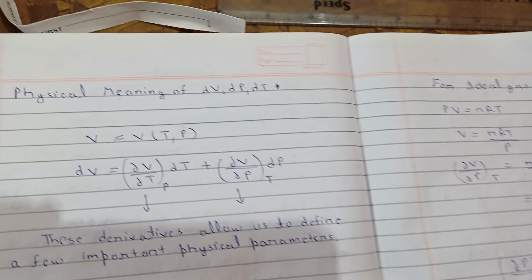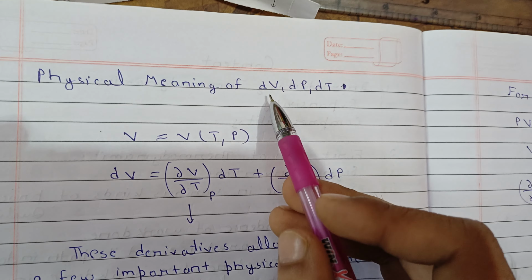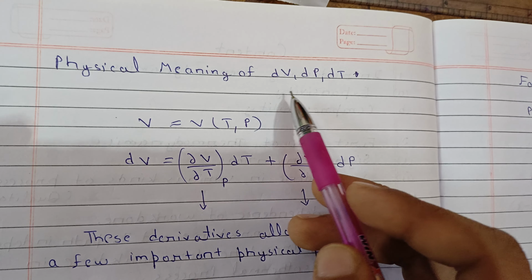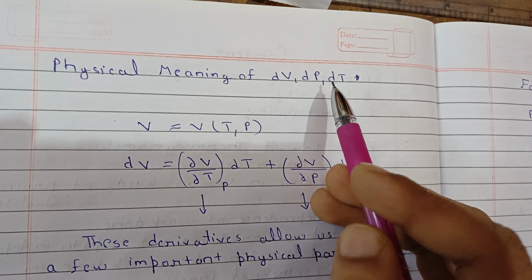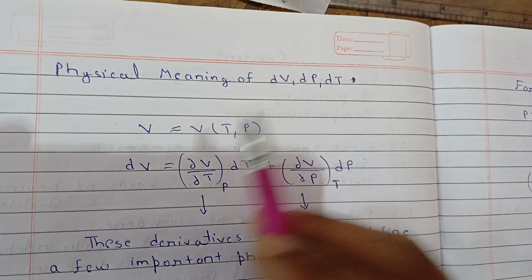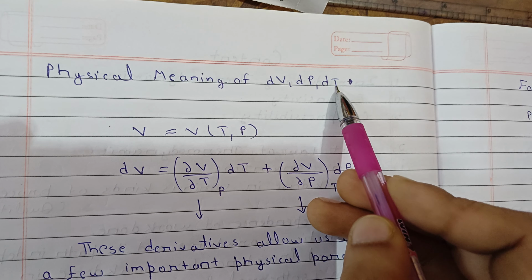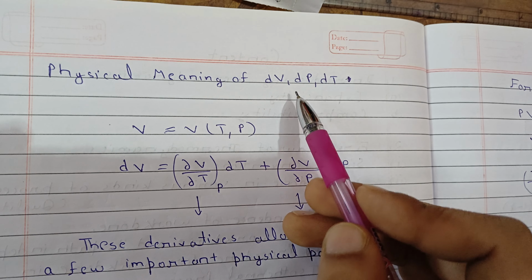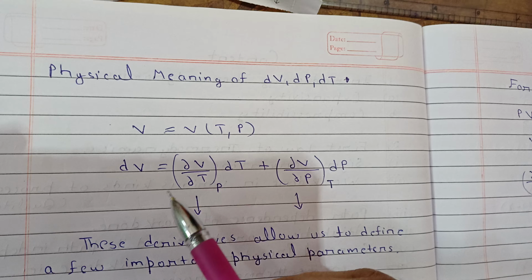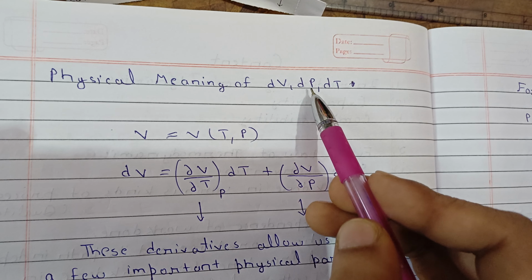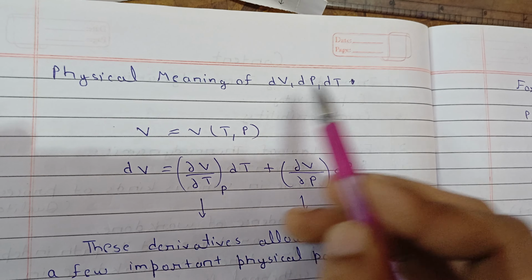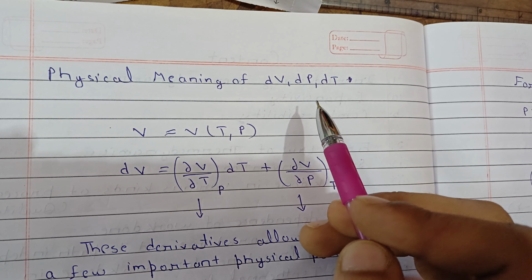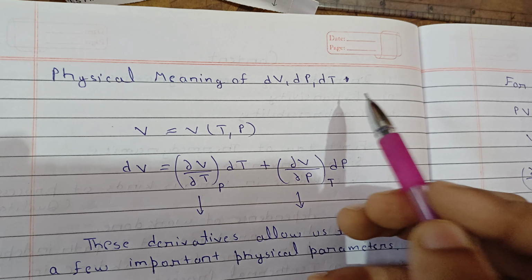Before that, let me give you the physical meaning of change in volume, change in pressure and change in temperature. These three quantities can vary. How can they vary? One can remain constant and the other two can vary depending on each other. If you keep the temperature constant and increase the pressure, then the volume will decrease, and you can see that compressibility will be there. And if the pressure is constant and you increase the temperature, then the volume will increase, and expansivity will also be there. So with the help of this, we can find two terms, expansivity and compressibility.